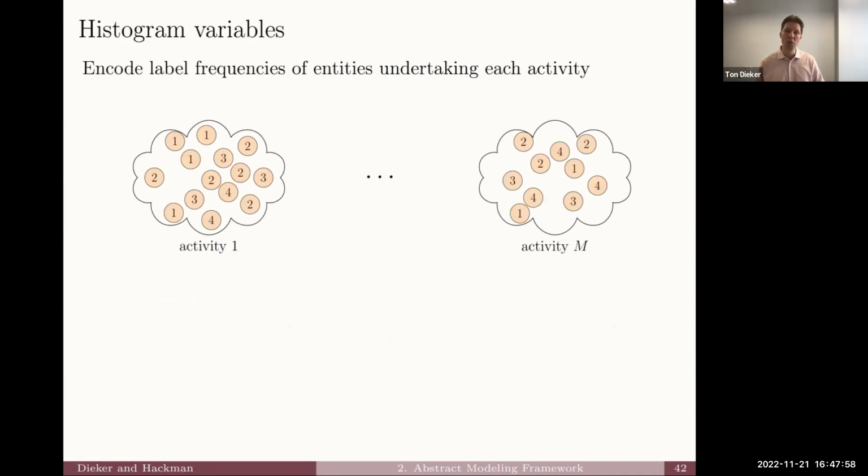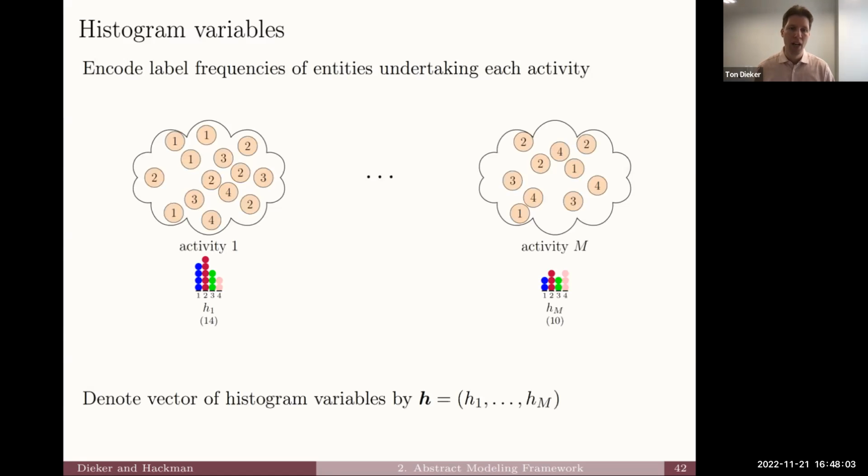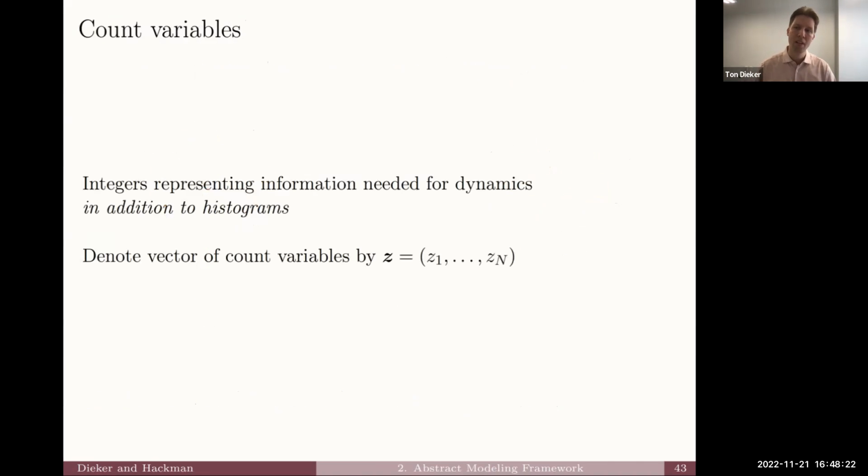So histogram variables are ways to encode these pictures, these cloud pictures, and it's done as follows. So for instance, in this picture on the left, you see there's 4 1s, and that's also what's encoded in this histogram here. And there's 2 4s, same thing here. Okay, so we call the vector of histograms bold H. Count vectors represent information that's not already included in the histogram that is needed for the dynamics of the system. And we denote the count variables by bold Z.